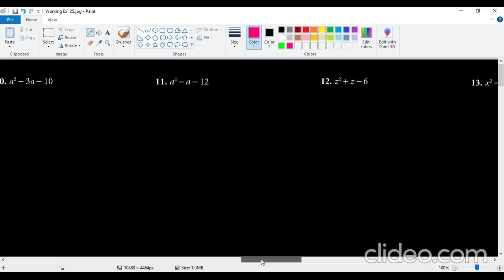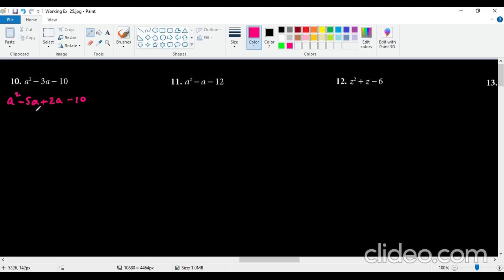When it comes to question number 10, I can see that 5 times 2 is 10. So I will write a square minus 10 in the corner, and minus 5a plus 2a is going to give us a negative 3. So a is common, a minus 5 in the first bracket. In the second bracket also the same thing. Now look at the third term, it's plus 2a. You already have a, so you will just write plus 2. So a plus 2 and a minus 5 is going to be the answer for this question.